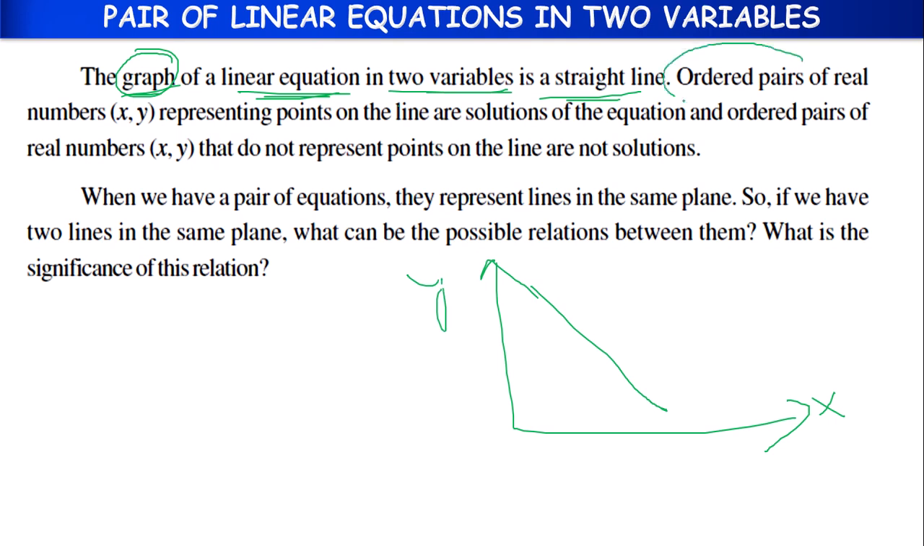And ordered pairs of real numbers x comma y representing points on the line are solutions of the equations. This means the ordered pairs like x comma y which lie on the line, like a point, will be the solution of the equation. If x comma y does not lie on the line, it is not a solution of the equation. Like that.